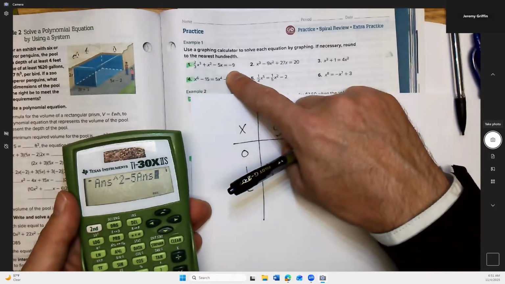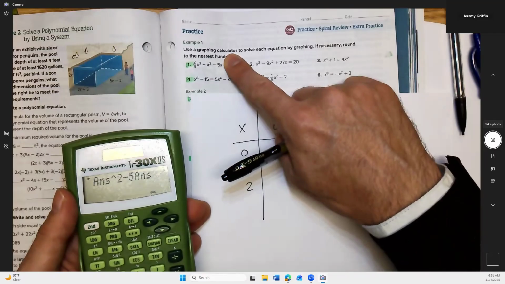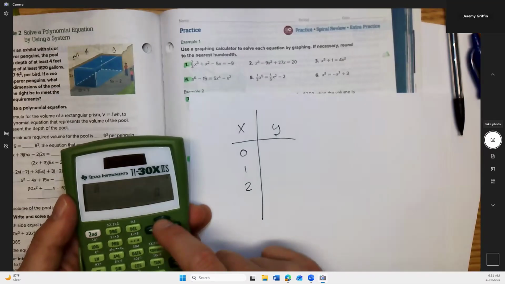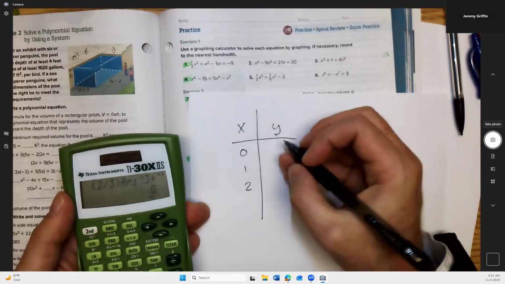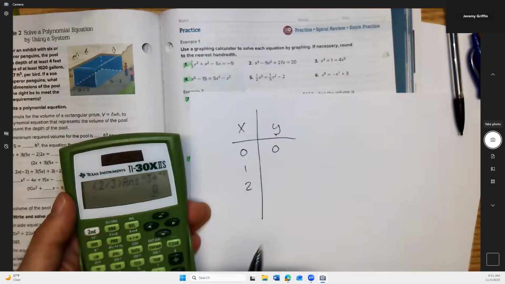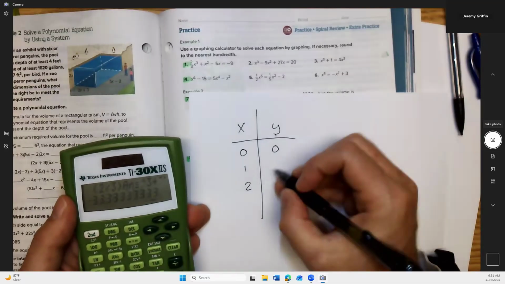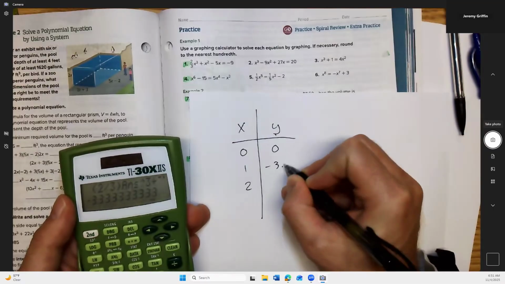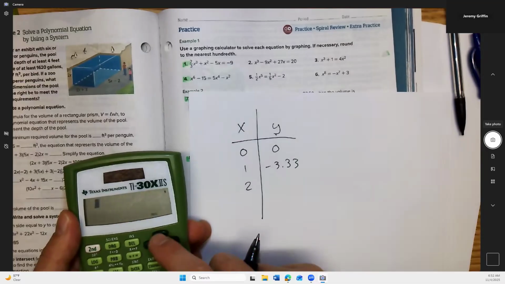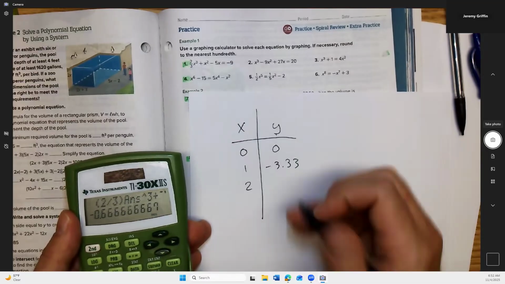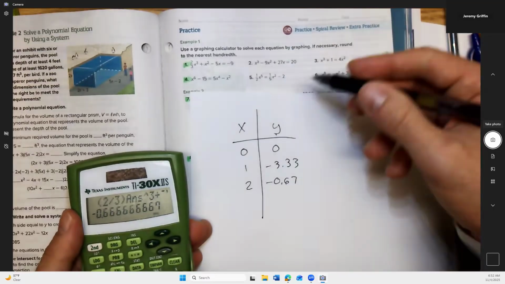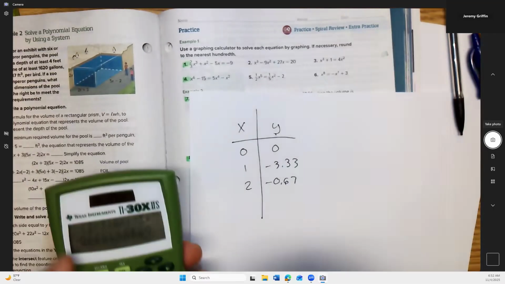Right? Now, here, maybe I'll just graph that part. Maybe I'll say y equals that. Just see what happens. Now, if I plug in 0, what do I get? Of course, if I plug in 0, I get 0 because each of these has an x term in it. What if I plug in 1? I get negative 3.33. What if I plug in 2? Gives me negative 0.67. So you can make as many points as you want and then make a graph like that.